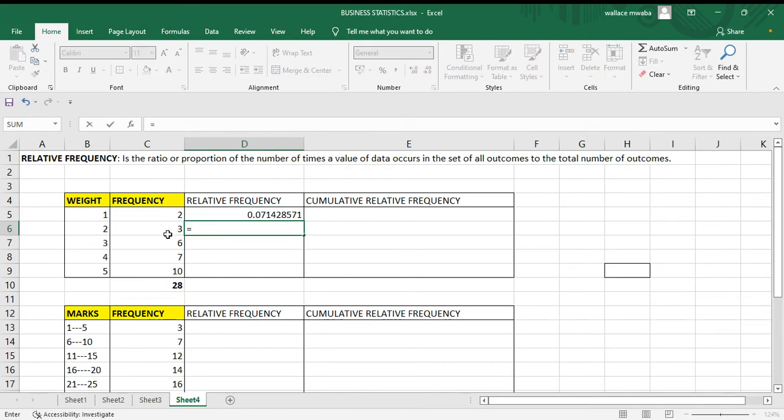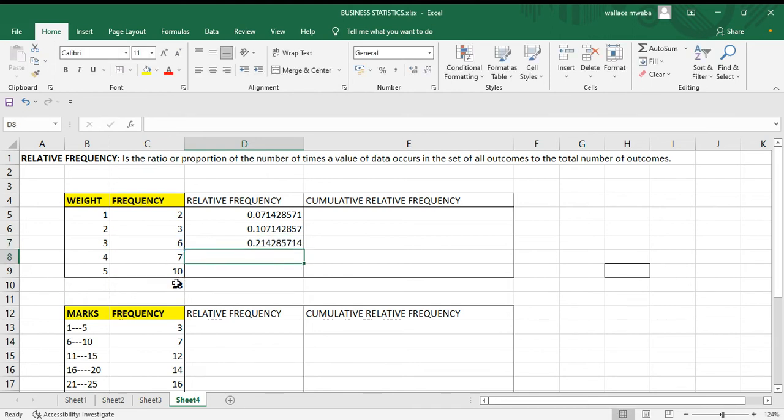And so we're going to say 3 divided by 28, get 0.1. And then we're going to say 6 divided by 28, 0.21. And then we're going to say 7 divided by 28, we get 0.25. And then we're going to say 10 divided by 28, we get 0.357.